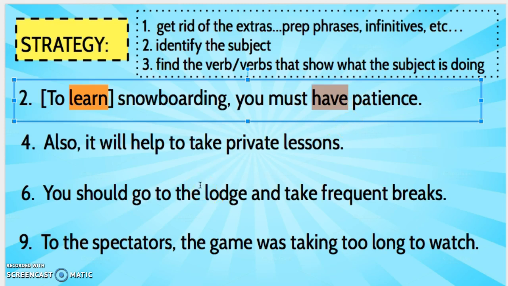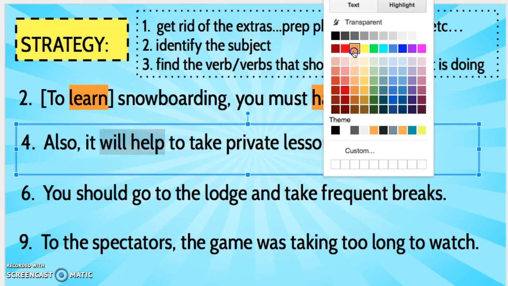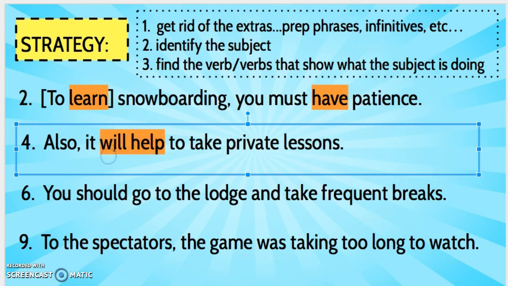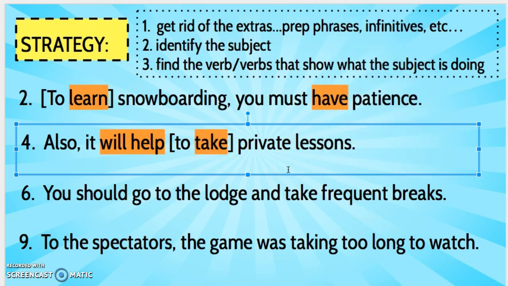Also, it will help to take private lessons. Okay, so it will help to take private lessons. So I have will help. That's going to be one set. So I know that that's going to be my helping verb. Helping is going to be a verb here. To take private lessons. So I have another infinitive. I have one here, to take. And I know take is also a verb. I'm going to highlight that guy.